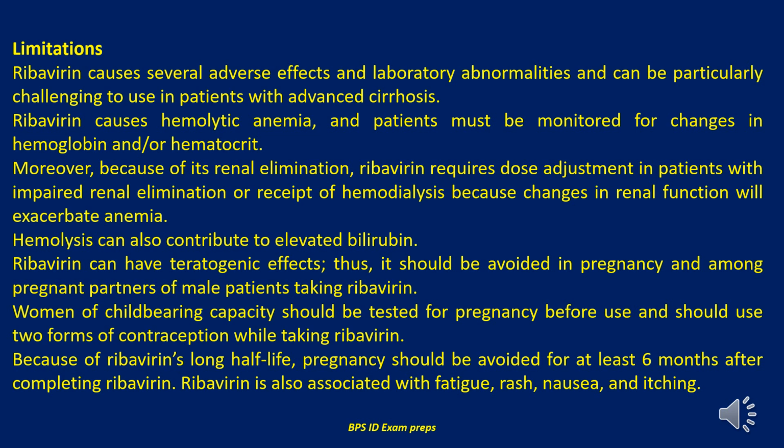Hemolysis can also contribute to elevated bilirubin. Ribavirin can have teratogenic effects, thus, it should be avoided in pregnancy and among pregnant partners of male patients taking ribavirin. Women of childbearing capacity should be tested for pregnancy before use and should use 2 forms of contraception while taking ribavirin. Because of ribavirin's long half-life, pregnancy should be avoided for at least 6 months after completing ribavirin. Ribavirin is also associated with fatigue, rash, nausea, and itching.